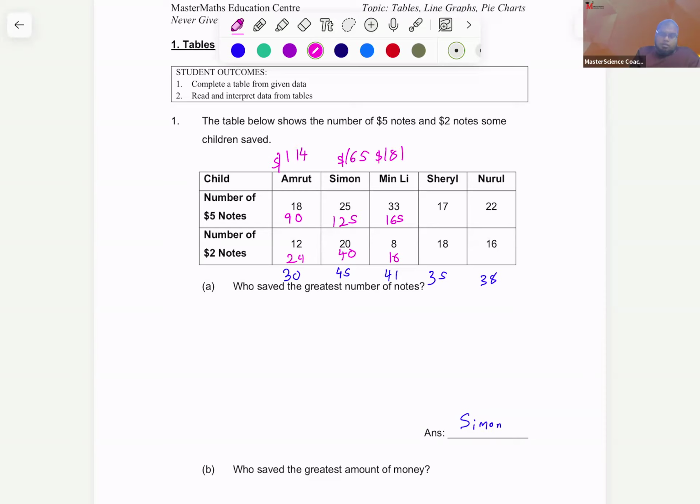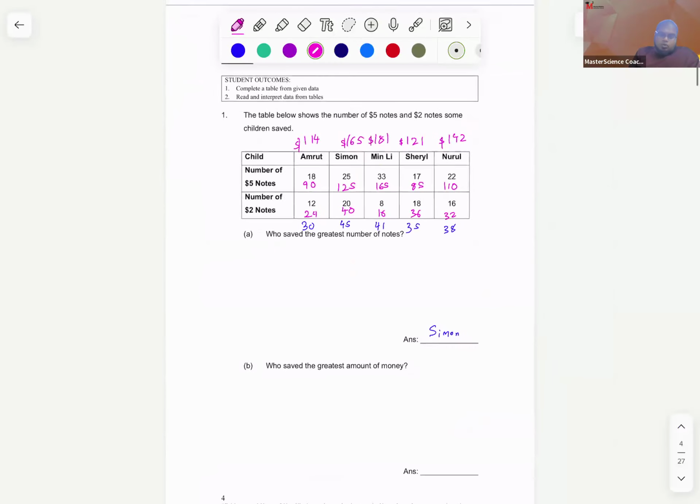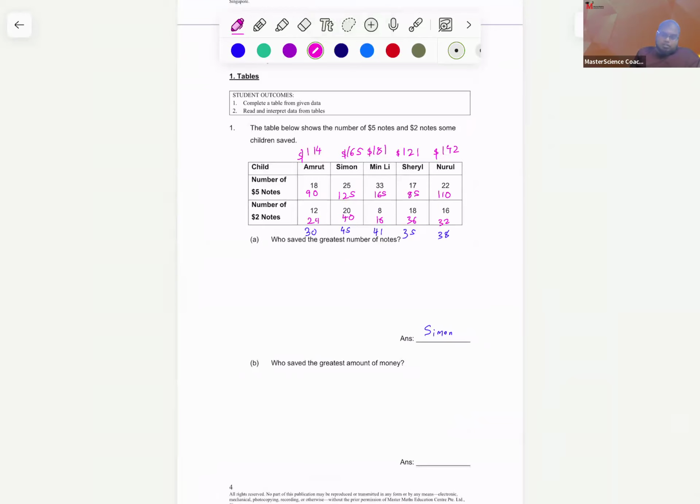Okay. 17 times 5 is 85. 18 times 2, 36. Plus together become 121. Nurul, 22 times 5, 110. 16 times 2, 32. Plus together become 142. Okay? So, Iman, who's the greatest here? In terms of amount of money. Correct.